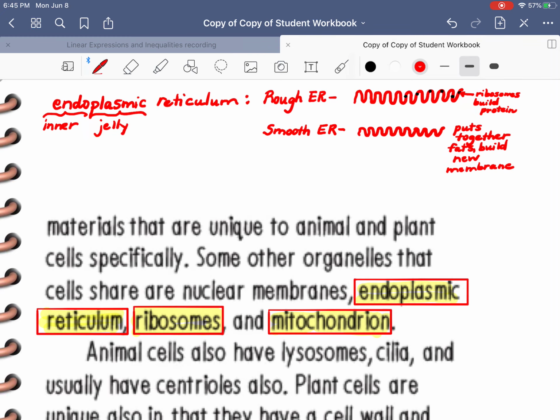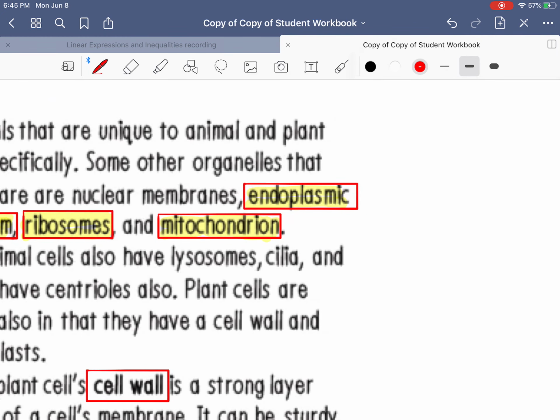Ribosomes. We've already defined that, but I'll go ahead and do it right here. Ribosome, plural, singular, is a structure that builds proteins. Our bodies would not function without proteins.